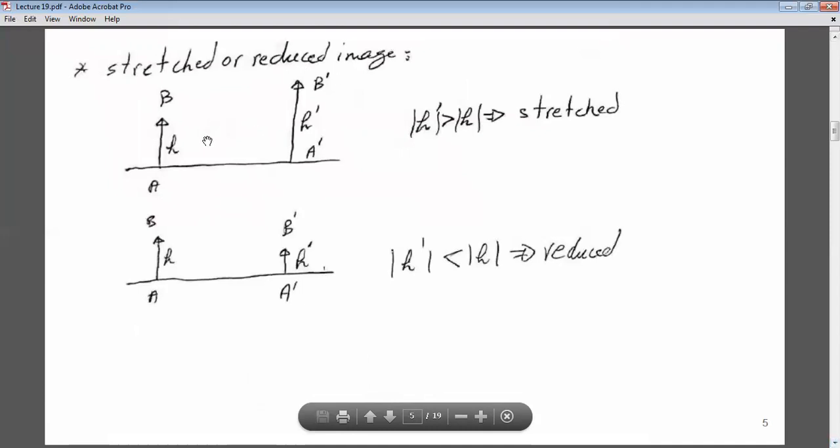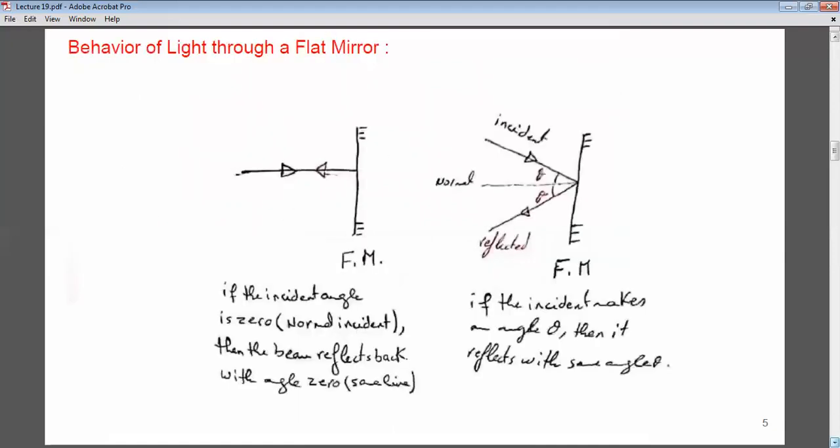Stretched or reduced. So the image can be stretched, like in this case, A prime, B prime is higher than AB, or H prime is bigger than H. Then we say it is stretched, or it is reduced. That is, H prime is less than H in absolute value. So we say it is reduced. It can also be equal, neither stretched nor reduced. So these are general information.